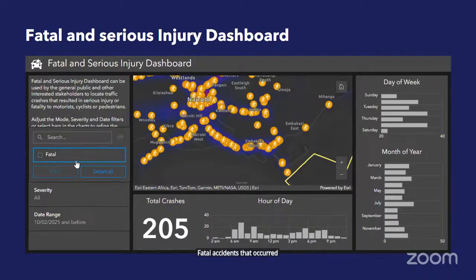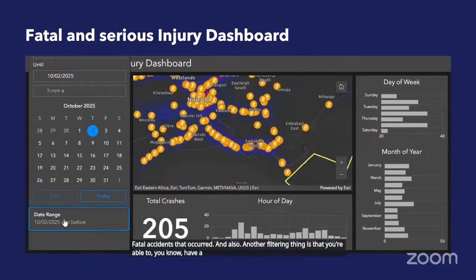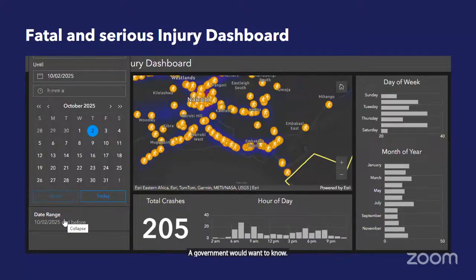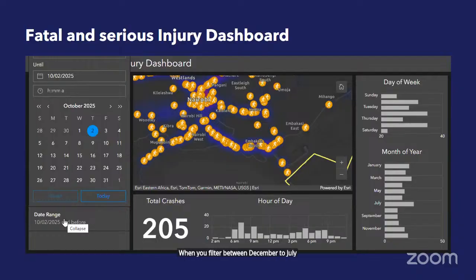Another filtering option is that you're able to have a date range. Let's say a government would want to know the rate of accidents that occurred in Nairobi in the year 2024 between December and July. Therefore, when you filter between December and July here, you're able to display the total number of accidents with the location. So that is it for my dashboard.